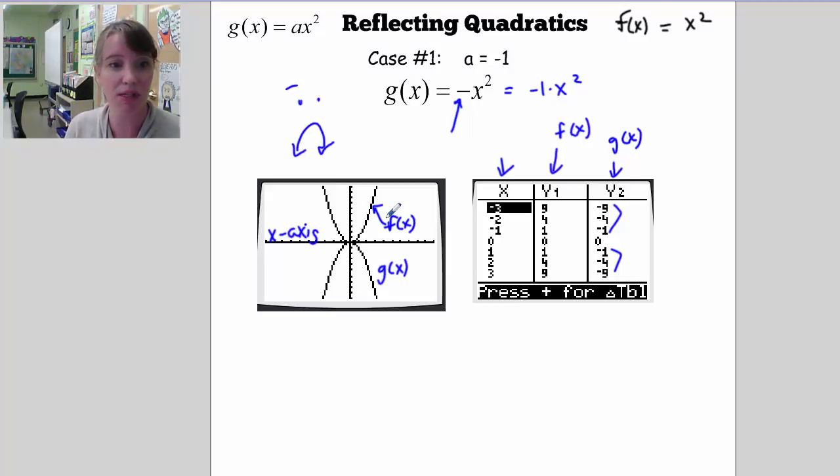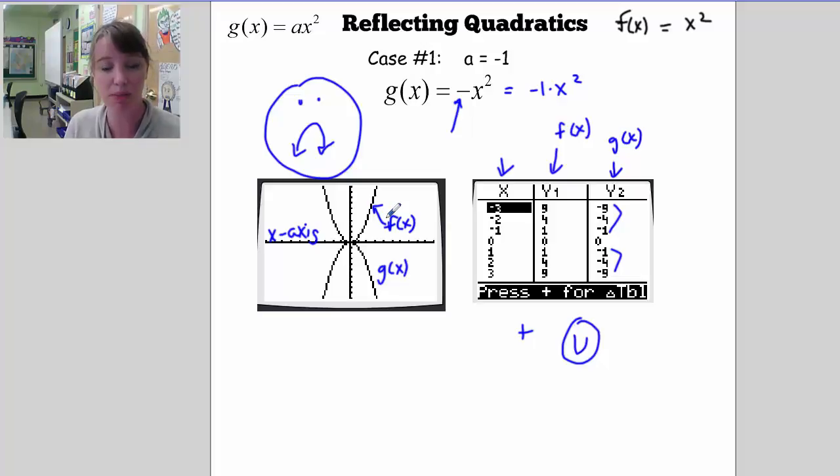So if you think about it as a smiley face, when a is positive, the quadratic makes a smile. When it's negative, the quadratic makes a frown. Okay.